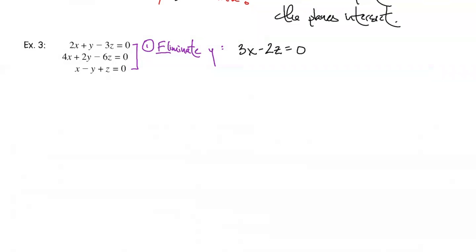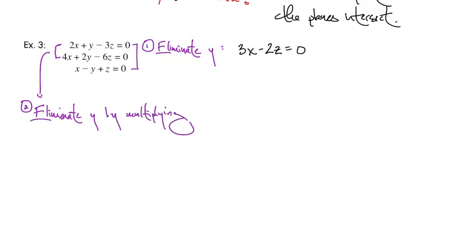Then we could multiply the first equation by -2, and then add the first and second equations so that we can eliminate another y, but just with a different equation. Perfect. Eliminate y by multiplying the first equation by -2, right?